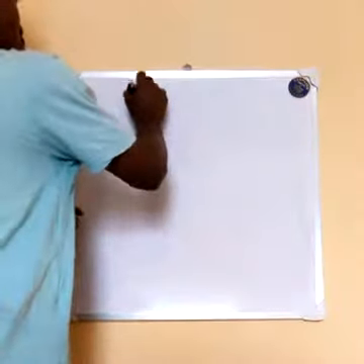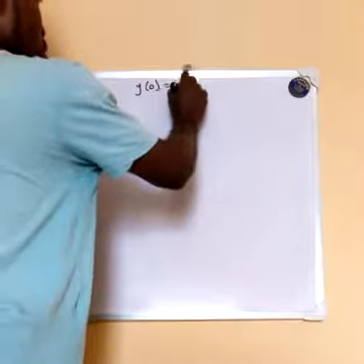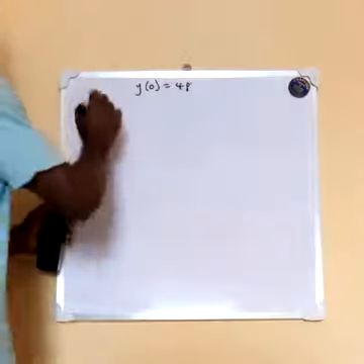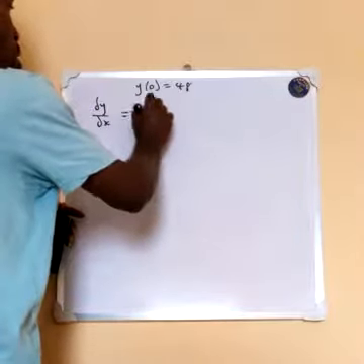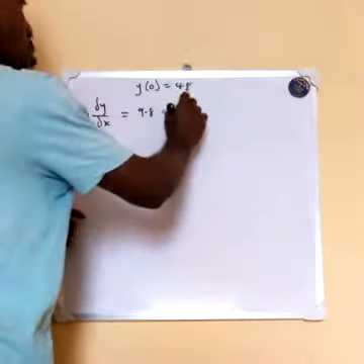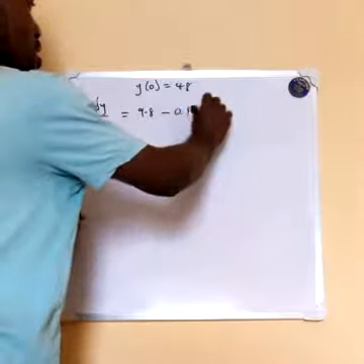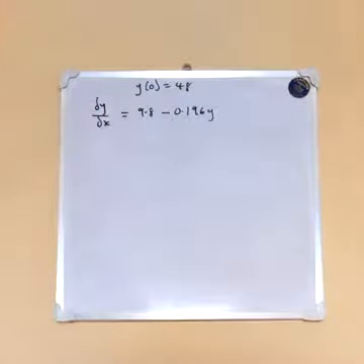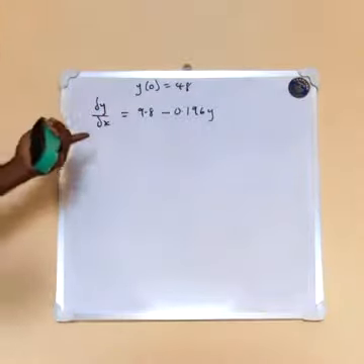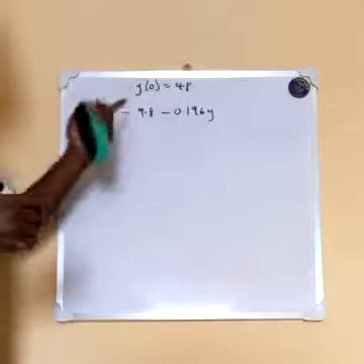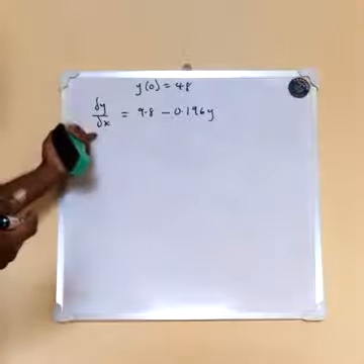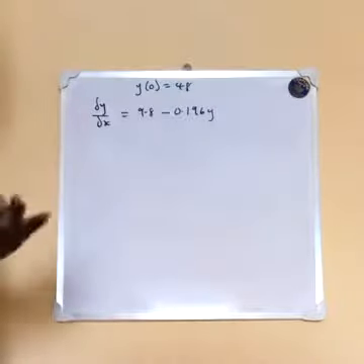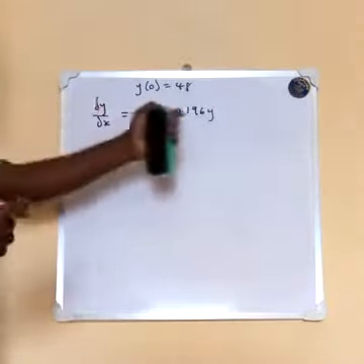Given y of 0 equals 48, solve dy/ds = 9.8 - 0.196y. You were given the initial value problem. The initial value y(0) = 48 is given. Then you have to solve the differential equation. You can see the derivative and you have the function.